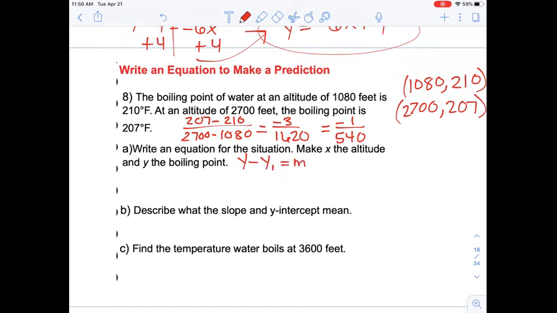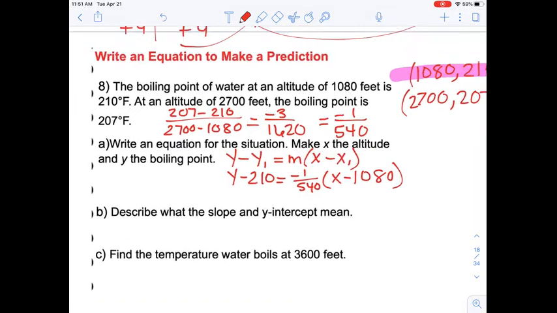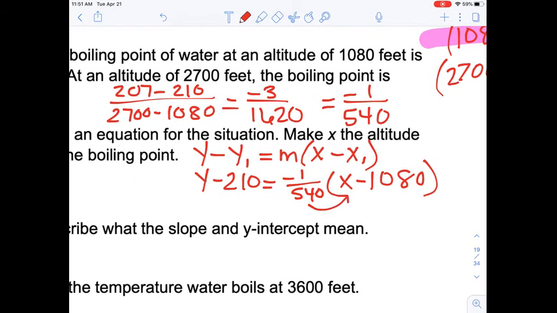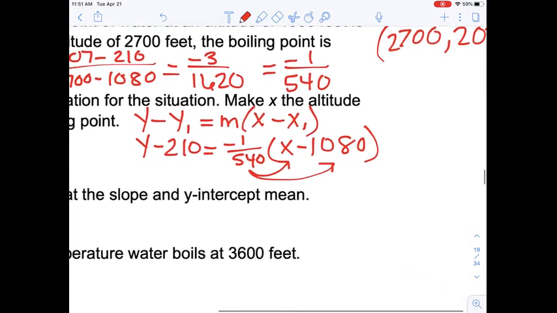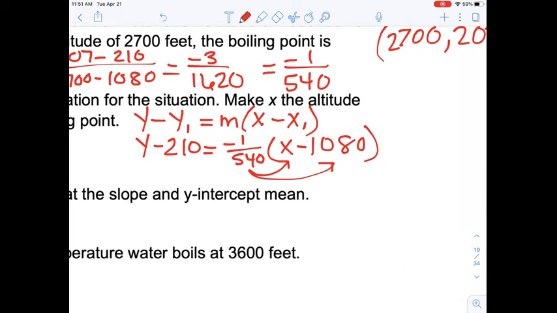Then I'm going to plug this into that long equation. So we have y minus y1 equals m times x minus x1. I'm going to choose this first point. So we have y minus 210 equals -1 over 540 times x minus, and then I'm going to plug in that x value, 1,080. Then from here, I am going to first distribute my slope. And I know it gets kind of tedious, but that's okay.